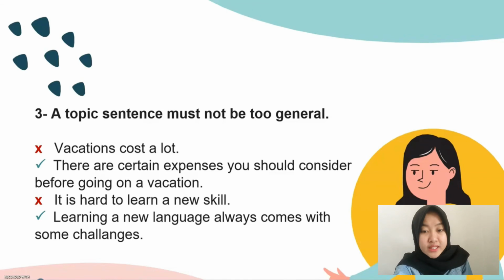I have to make it a little more specific and come up with something like, learning a new language always comes with some challenges. This is a very good topic sentence because I can actually write one paragraph about this comfortably. I don't need a lot more space. This is specific enough and general enough to allow me to cover all aspects of that in one paragraph.